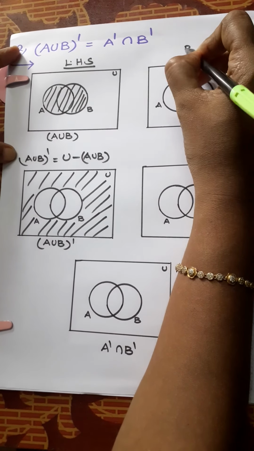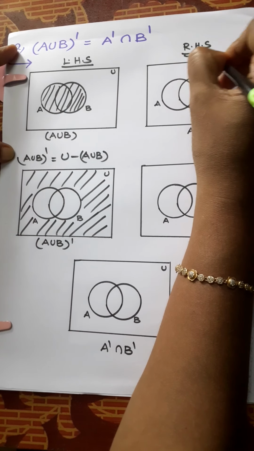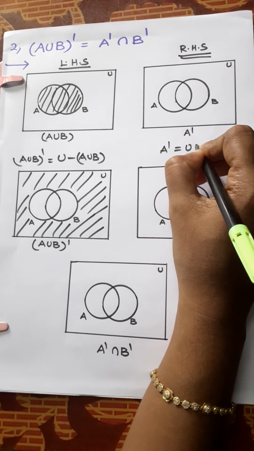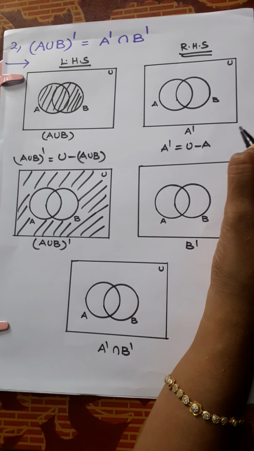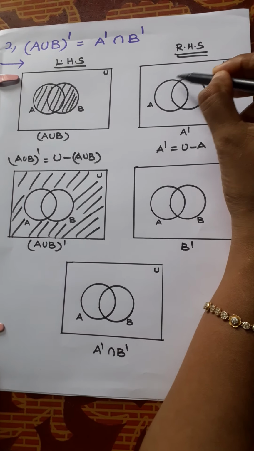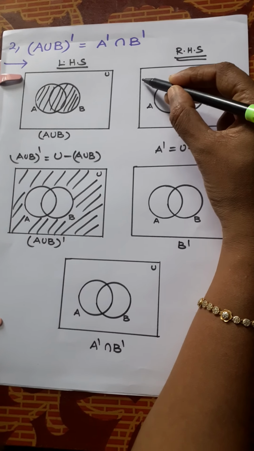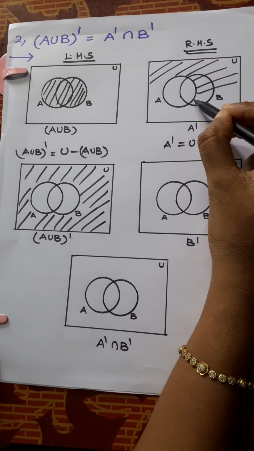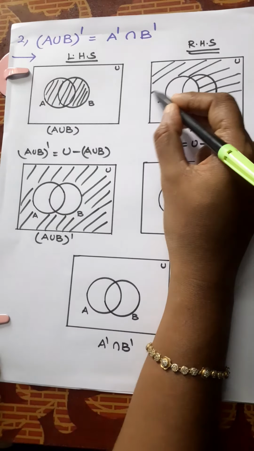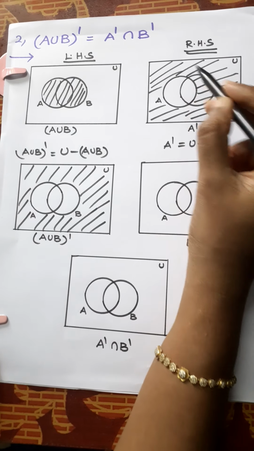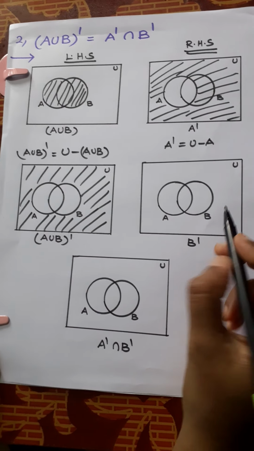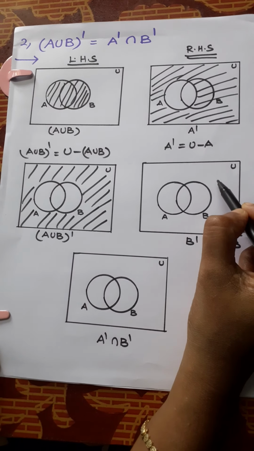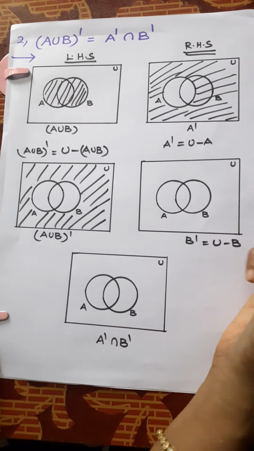Next one, RHS. Our first step is A dash. How can we write A dash? A dash is U minus A. We have to compare the universal set and the A set. We have to choose the balance values. That's all. The next one, B dash. B dash is equal to U minus B. Now we have to compare the universal set and the B set.